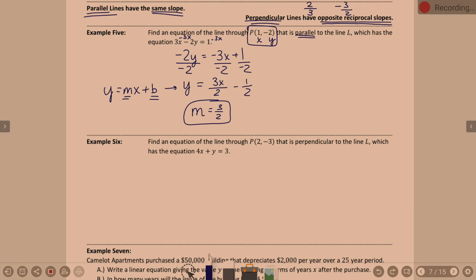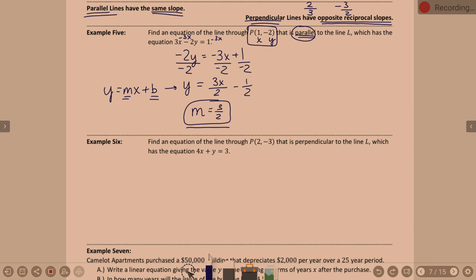Yes. What do we know about parallel lines? They have the same slope. So what slope am I going to use? 3/2. It just says find an equation of the line, doesn't it? It technically doesn't specify how or what form to end in. I will say we usually end in slope-intercept form. But this is where I like to use my point-slope form and then end in slope-intercept form.